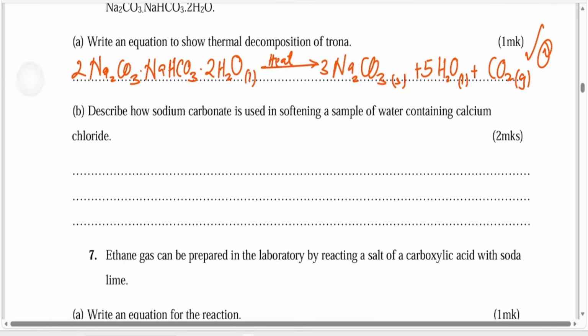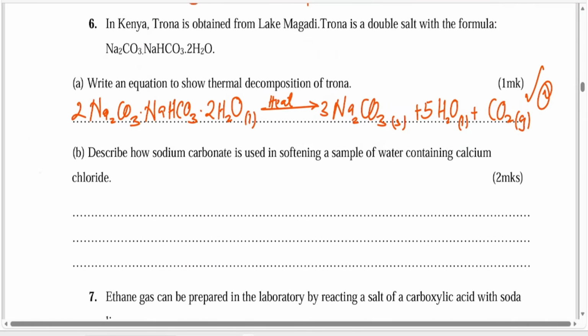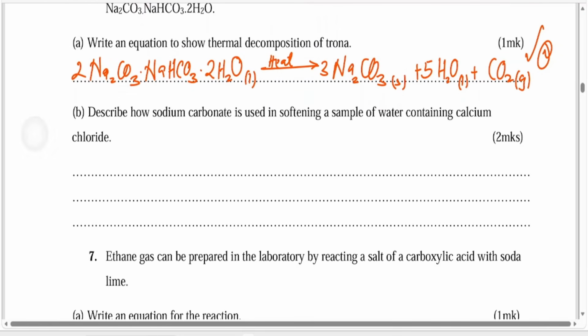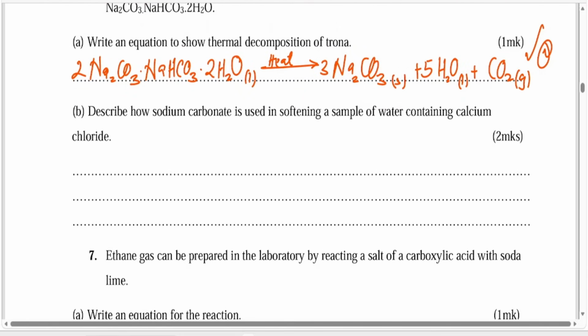Part B of the question: describe how sodium carbonate is used in softening a sample of water that contains calcium chloride. So we have several methods of softening water, and one of them is by using sodium carbonate. So how do we soften water using sodium carbonate? We just add a solution of sodium carbonate.